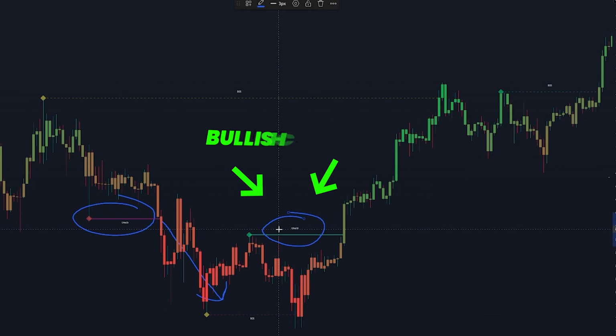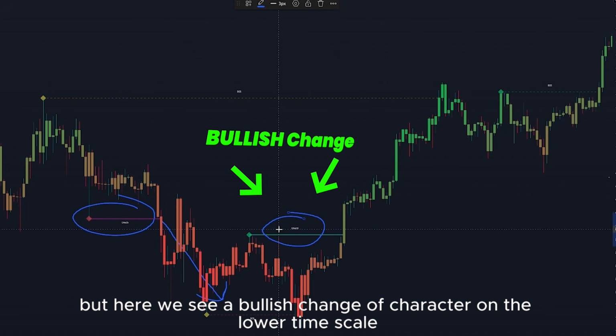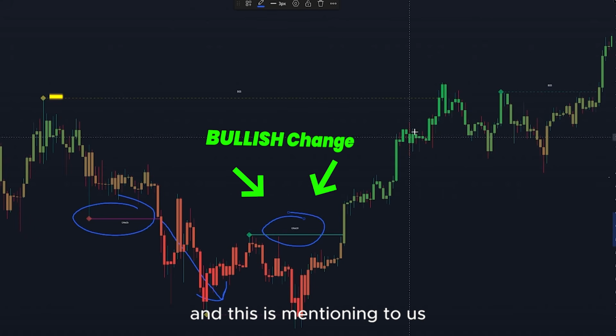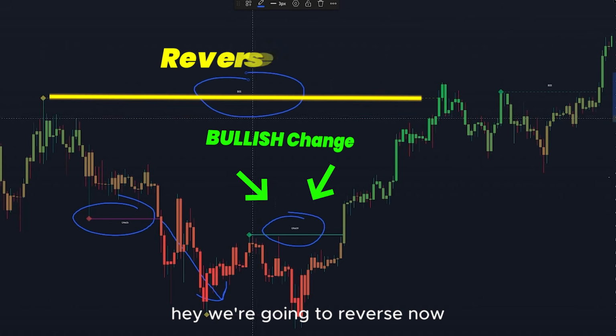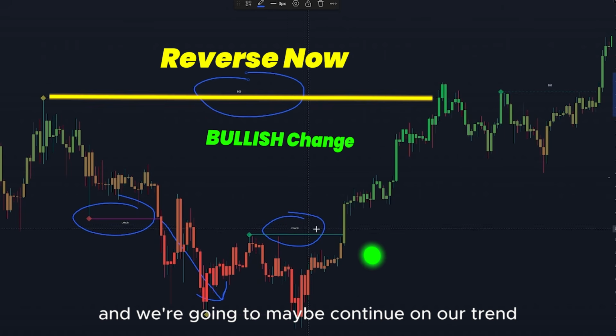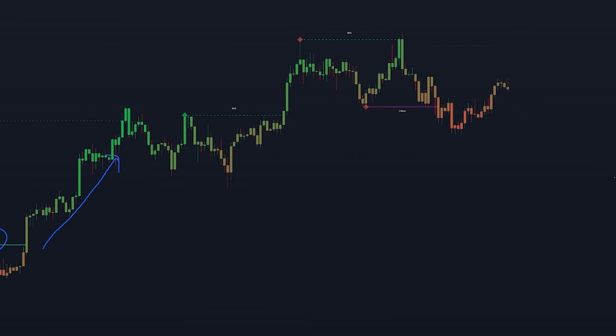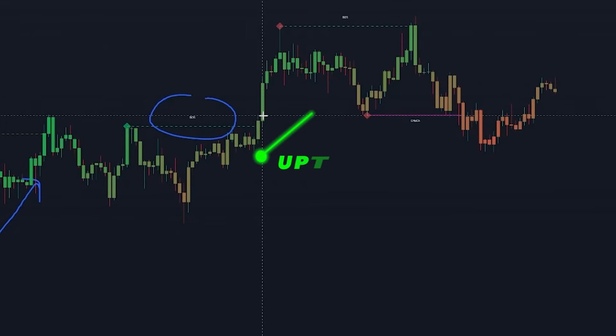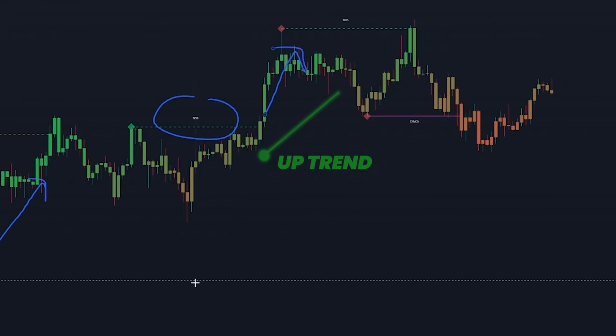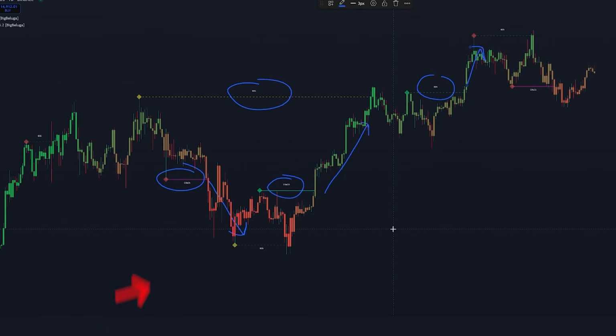But here, we see a bullish change of character on the lower time scale. And this is telling us, hey, we're going to reverse now, and we're going to maybe continue on our trend on a macro scale. We see the bullish change of character. We can enter long, and there's tons of gains to be made. Here we have a continuation break of structure, and we continue on our way up.